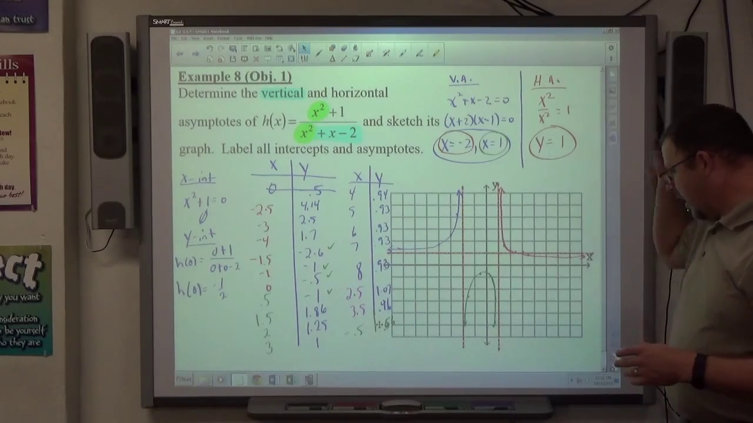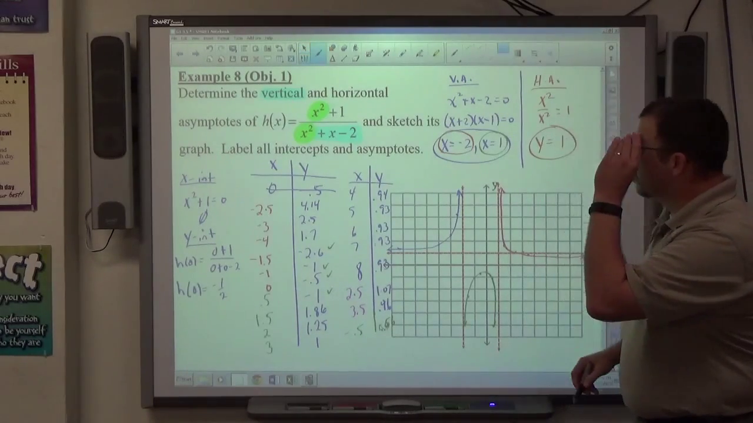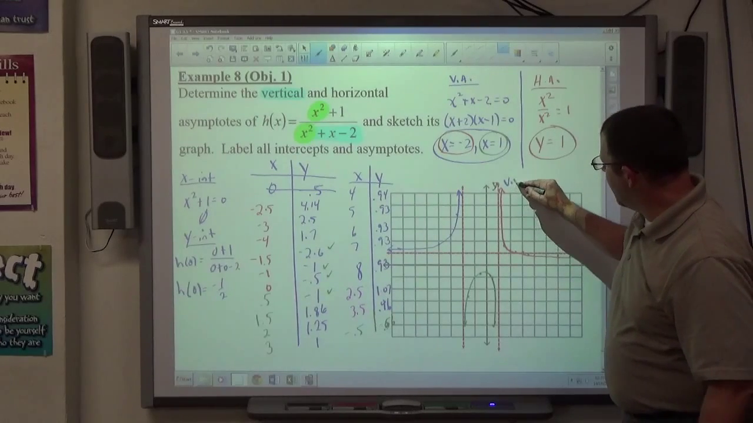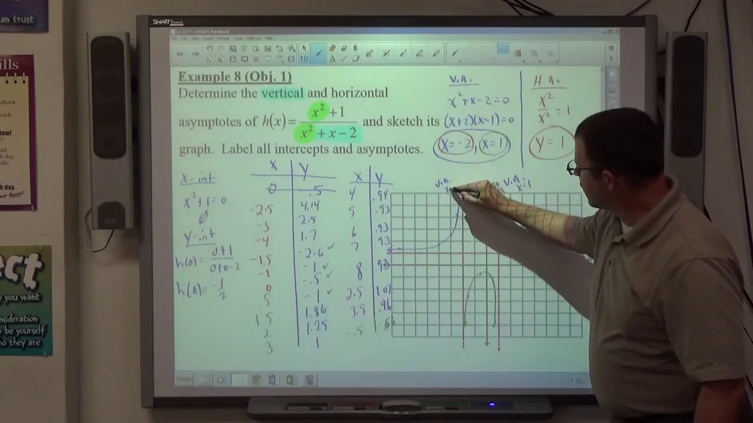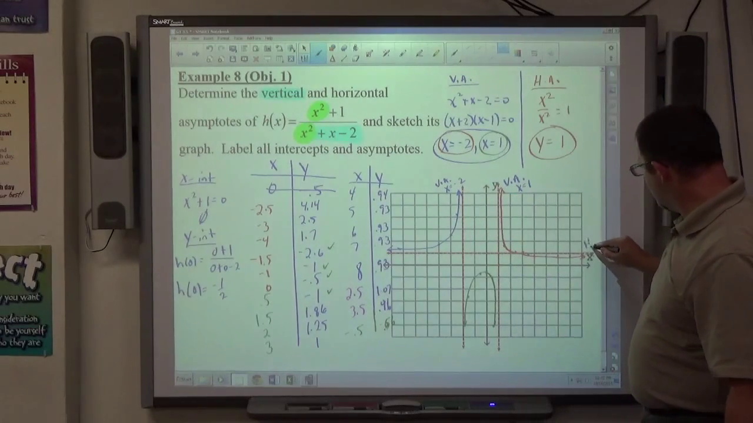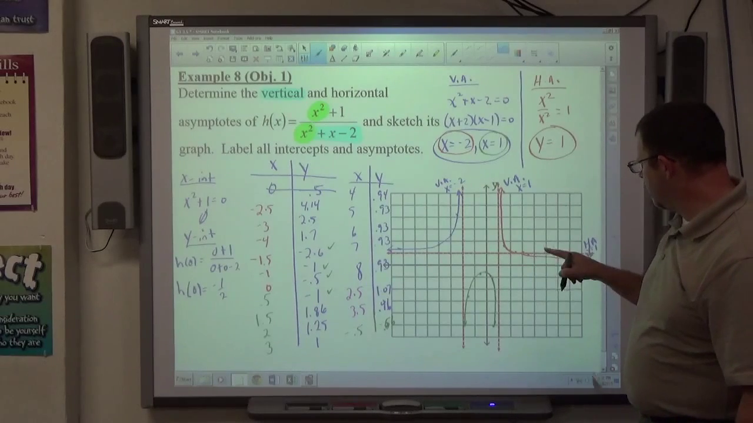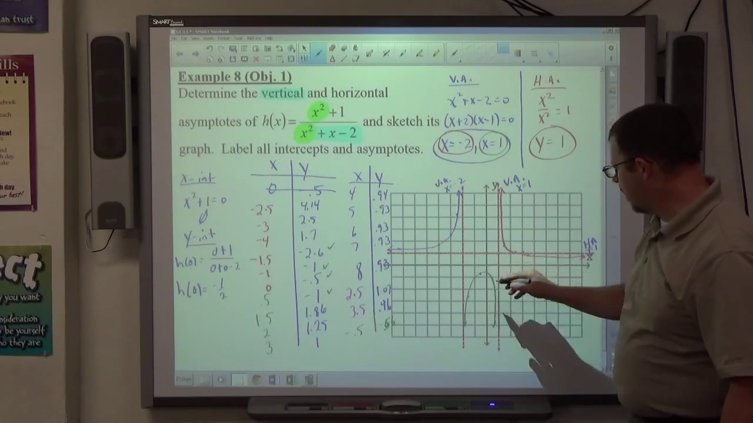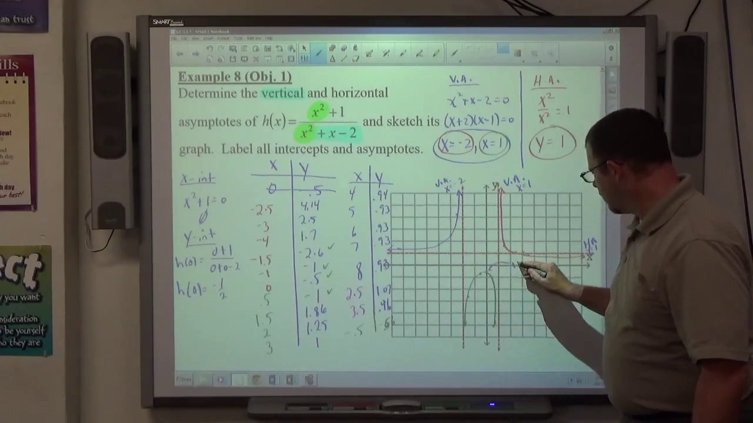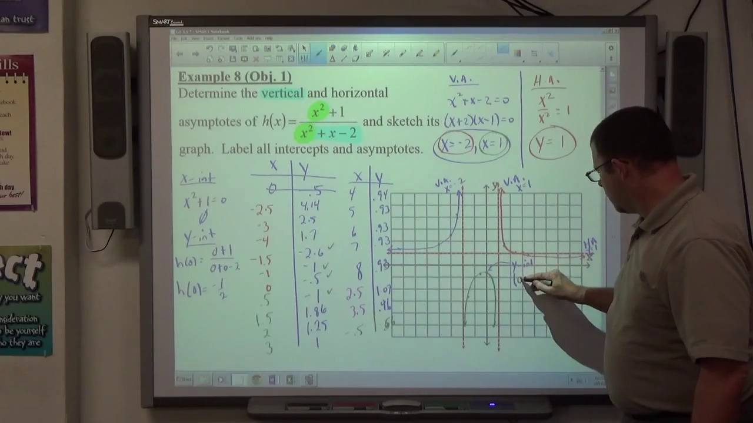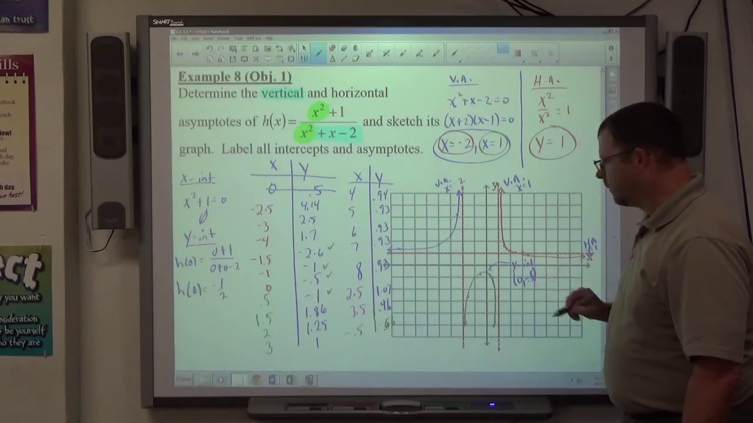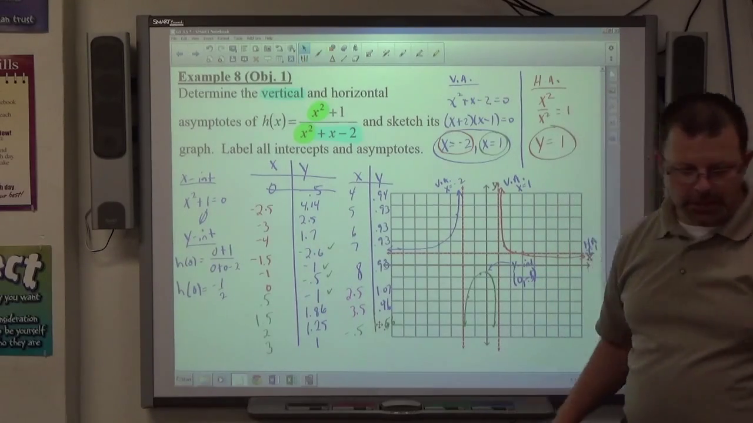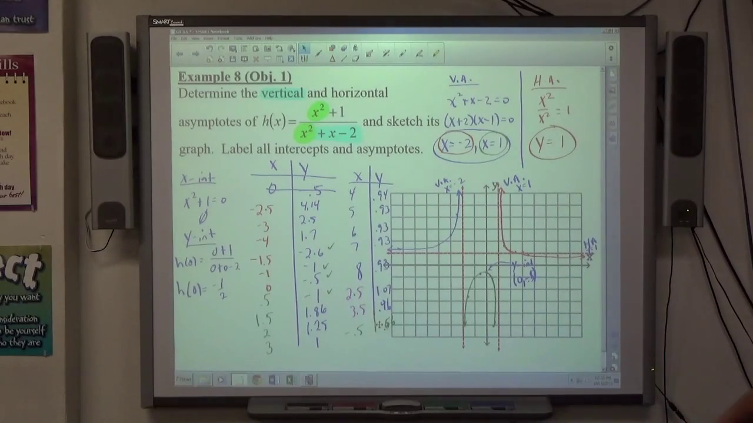All right. And as far as labeling, vertical and horizontal asymptotes: VA x equals 1, VA x equals negative 2, HA y equals 1. There's a y-intercept, there we go. Y-intercept 0, negative 0.5. Okay, so label your graph like that, please, when you do those.